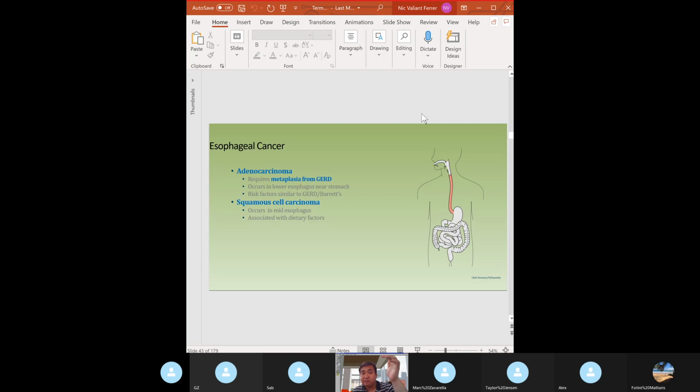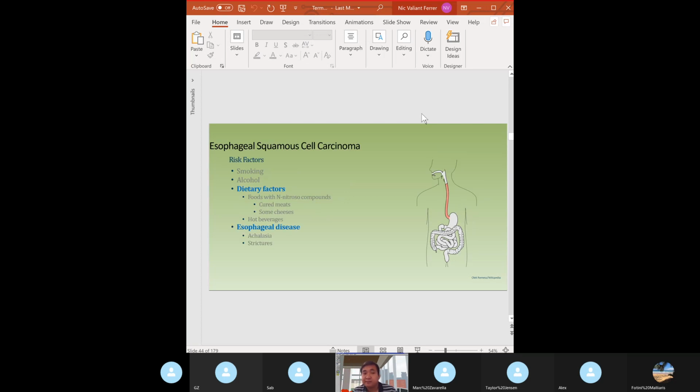Adenocarcinoma, think about GERD, right? Risk factors are similar to GERD. Squamous cell carcinoma is associated with dietary factors. Adenocarcinoma is the lower third, while squamous is mid-esophagus to upper esophagus. Now the risk factors for esophageal squamous cell carcinoma from the mid to upper esophagus.